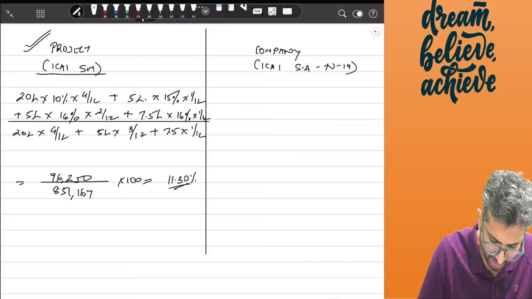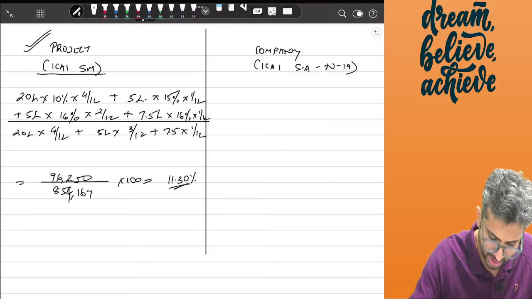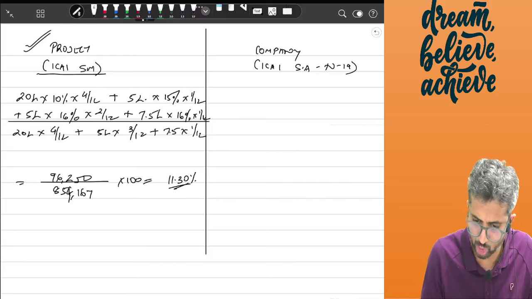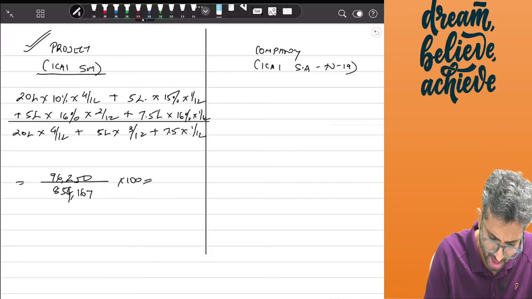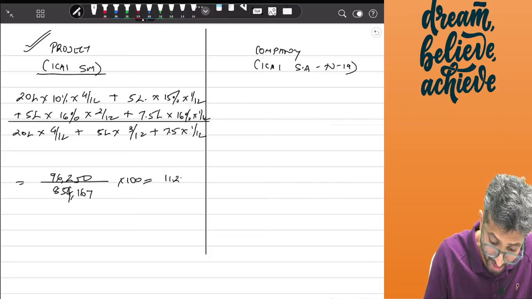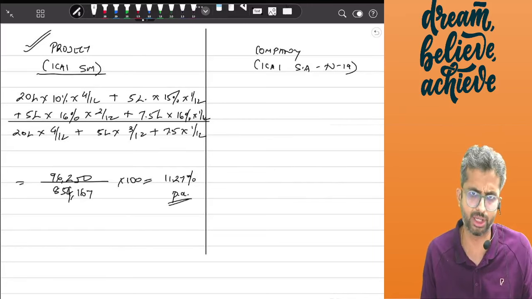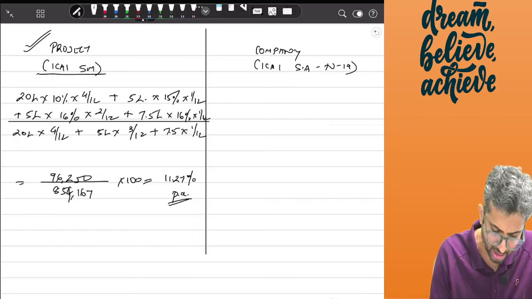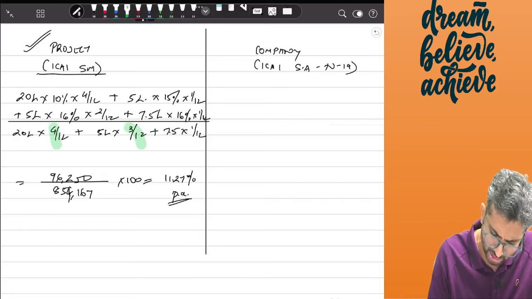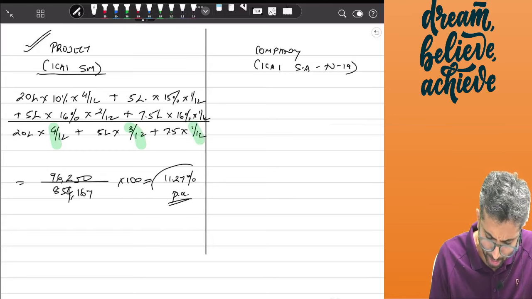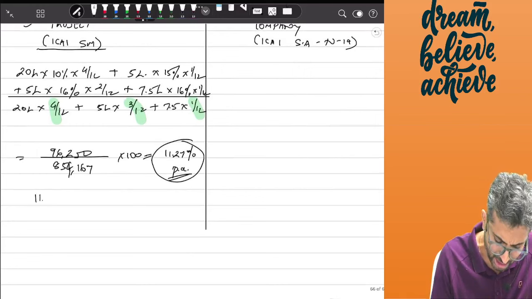854,167. This is 854. So this is 96,250 upon 854,167 in percentage comes to 11.27 approximately. So this is 11.27, but this is per annum because in the denominator you have taken 12 months as the base. The institute over here has taken 4 by 4, 3 by 4 and 1 by 4, which is also fine. Here if you say 11.27% is per annum, that is nothing but 11.27% per annum.